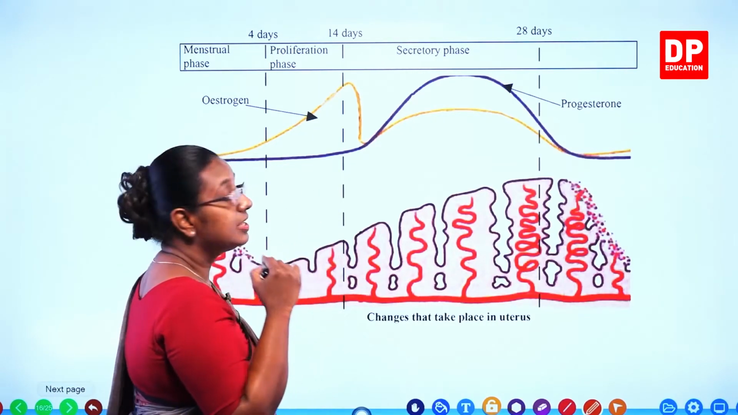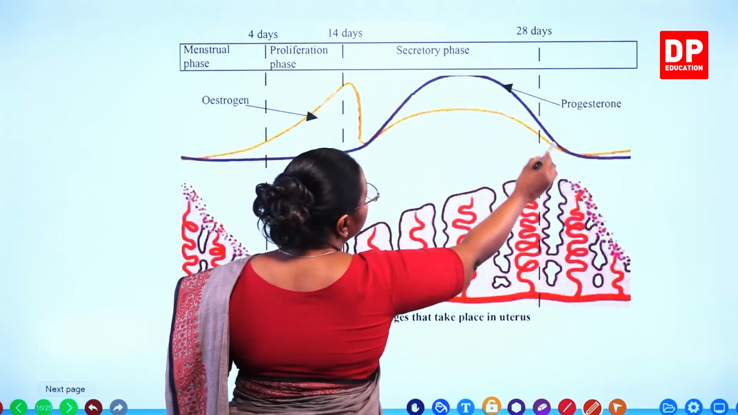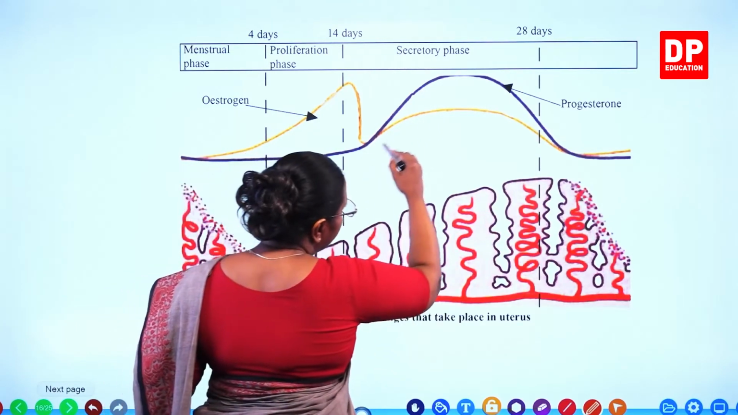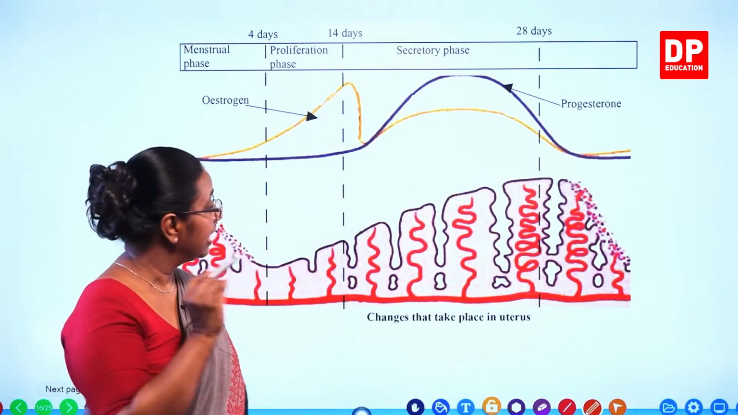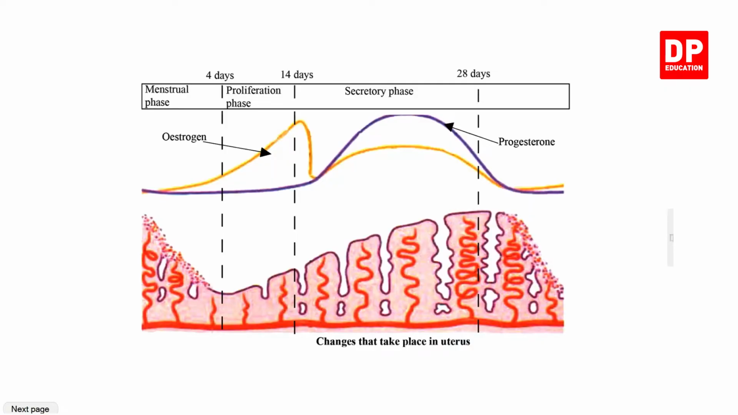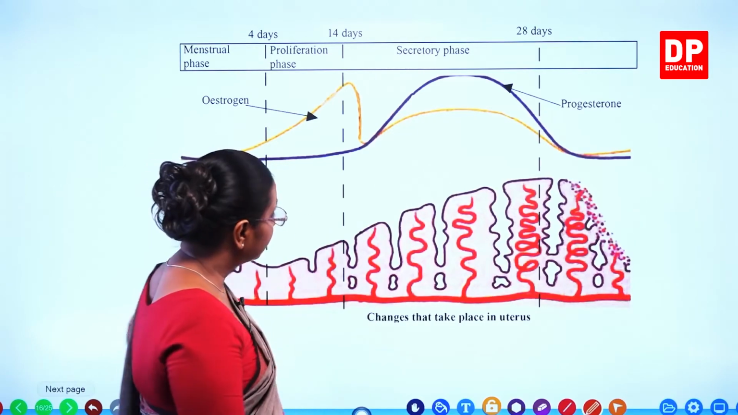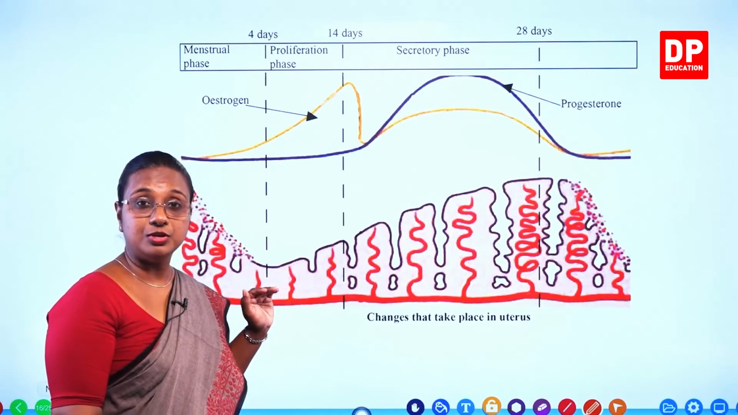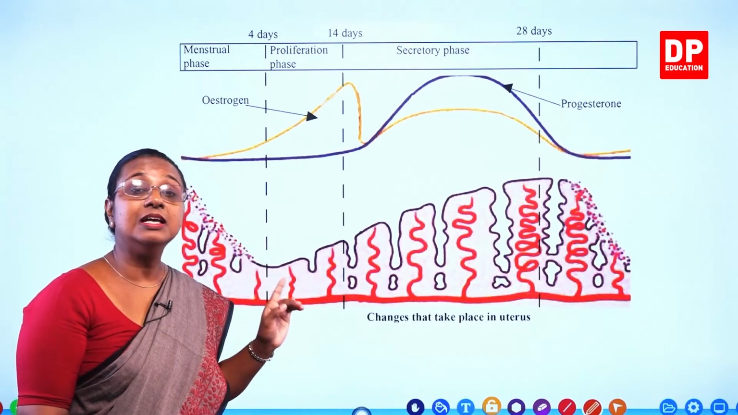But once ovulation takes place, you can see the amount of progesterone increases as well as the amount of estrogen also increases. That is during the secretory phase where the uterus wall is well developed to facilitate the development of the fetus. So that is how the hormones change. This is the change taking place in the wall of the uterus. These are the two hormones that are secreted by the ovary.